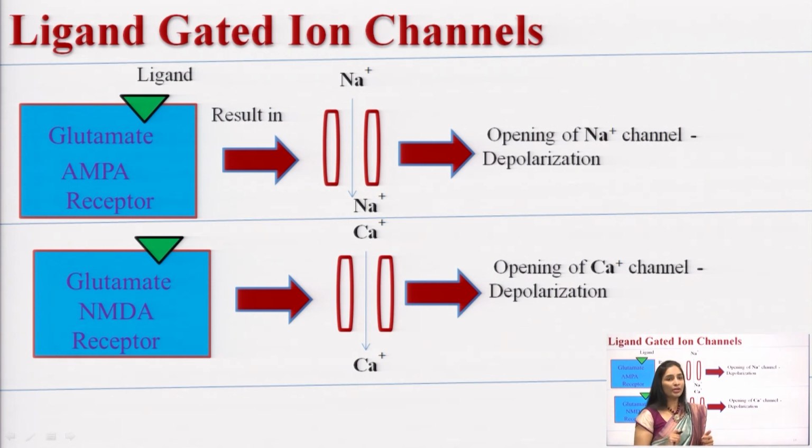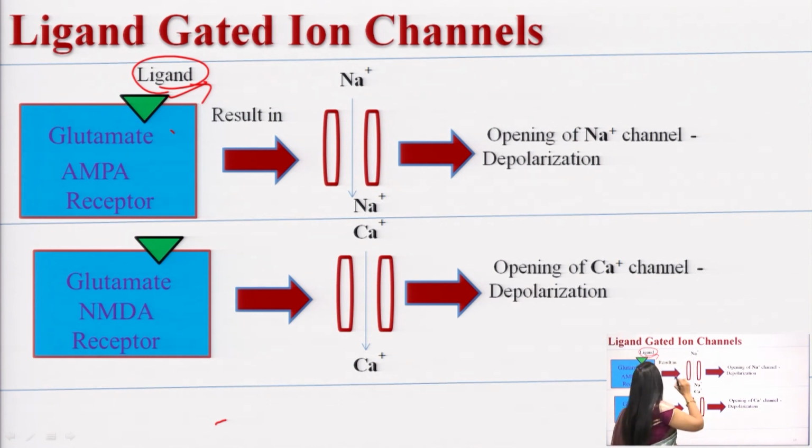The next drug was glutamate. Okay, glutamate. If I am talking about glutamate, students, what is the ligand here? The ligand is glutamate. Glutamate is a ligand gated ion channel receptor. When glutamate binds to its glutamate receptor, the channel is going to open, and these channels are the sodium channel and the calcium channel.